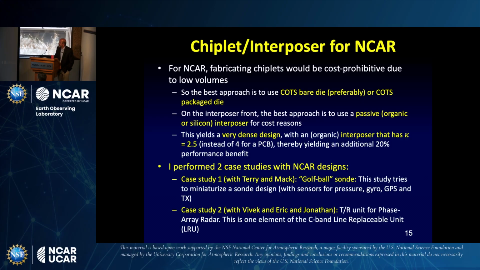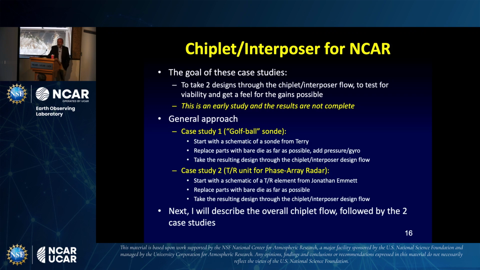And case study 2 was with input from Vivek, Eric, and Jonathan. And again, multiple meetings, discussions, and feedback. It is a TR element for a phased array radar. And this is basically one element of a LRU, or the line replacement unit, which has multiple of these TR elements. So essentially what we did is we take these 2 designs and just say, let's go through the whole chiplet interposer flow and see what comes up, see what happens. And essentially, let's get a feel for the gains that we might get.